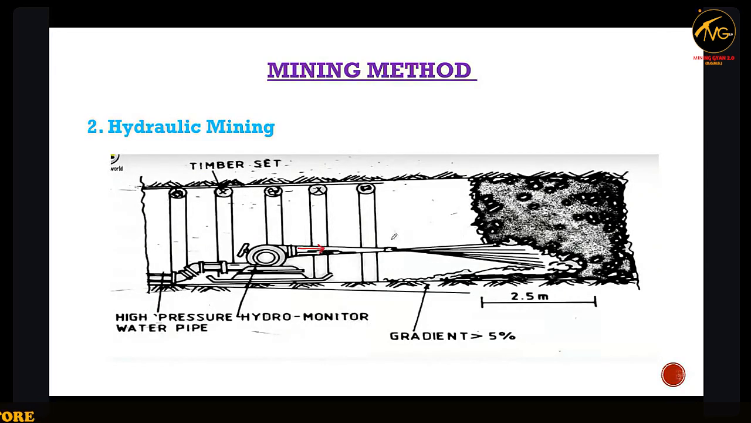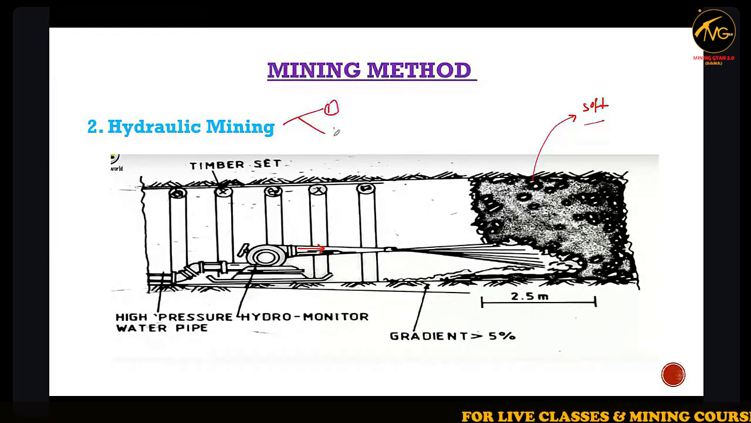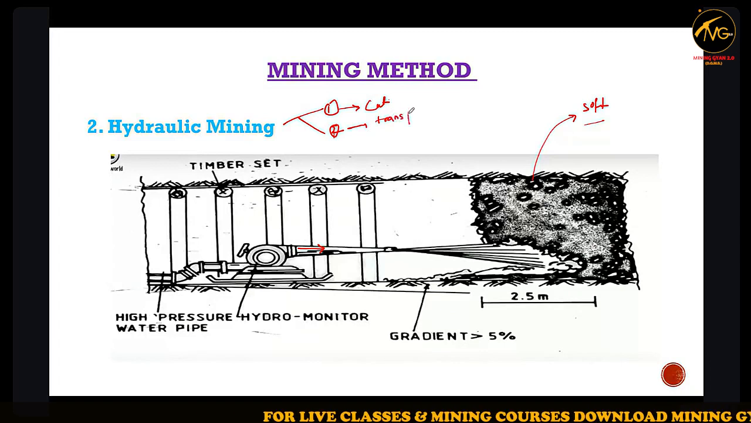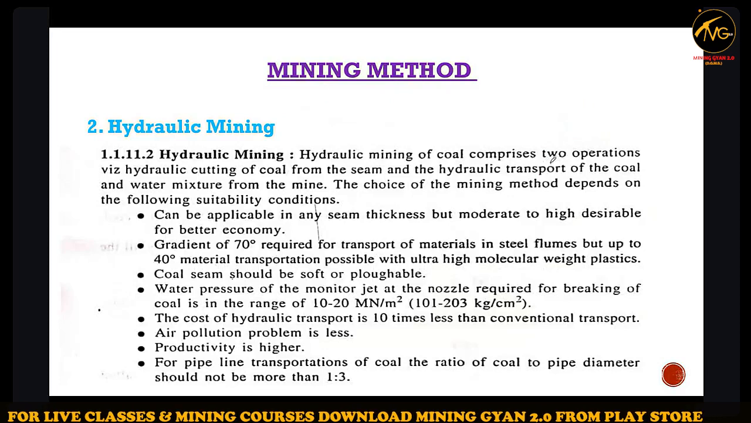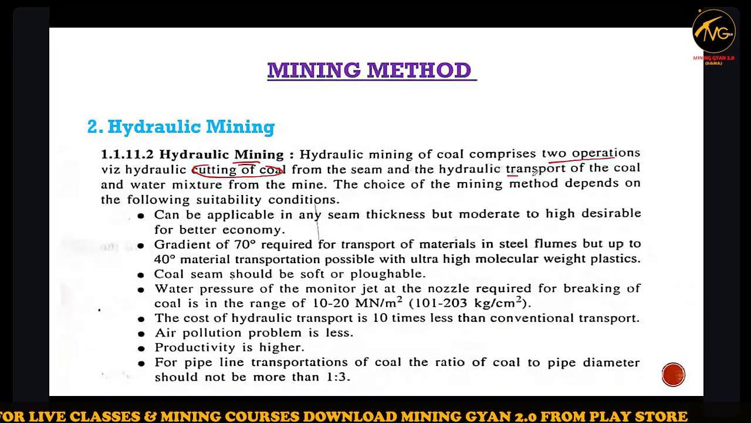सो हाइड्रोलिक माइनिंग में क्या होता है, एक जेट होता है जो हाई प्रेशर देता है जिससे हम कोल को तोड़ते हैं। उसके लिए क्या होना चाहिए, coal should be soft, high pressure jet. एंड इसमें क्या होता है हाइड्रोलिक माइनिंग में, two things going on. First, cutting of the coal, then transport. Okay, transport of the coal. तो यहाँ पे देखते हैं हाइड्रोलिक माइनिंग comprises of the two operations, first cutting of the coal and transportation of the coal.